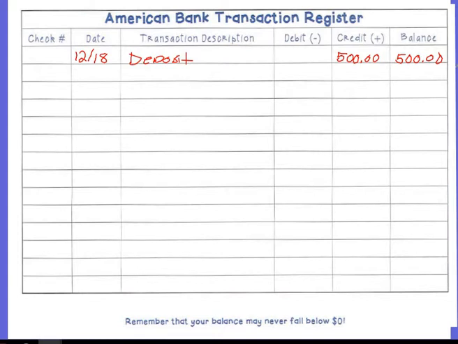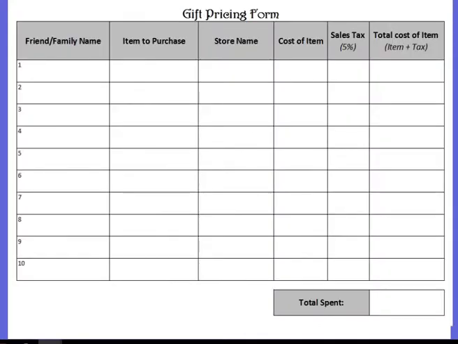So I am going to pretend that I'm doing this project so you know how it's properly done. So I'm first going to start off on my gift pricing form. And you're just going to watch so you see what needs to be done. So, gift pricing form. The first thing I need to do is establish who I want to buy for. And Miss Foreman in the 6th grade's my best friend, and she makes me buy her a Christmas present. So I'm going to buy a gift for Miss Foreman.